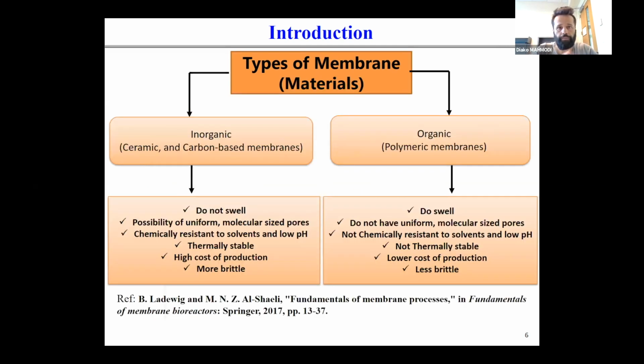If we divide membranes in terms of material, we have inorganic and organic. Inorganic like ceramic and carbon-based membranes. Organic like polymeric. Inorganic membranes don't swell. They have a uniform structure. They are chemically resistant, thermally stable, but they are expensive and they're not flexible at all. Unlike them, organic membranes do swell. They don't have a uniform structure. They are not chemically and thermally stable and resistant, but they are flexible and they are inexpensive.